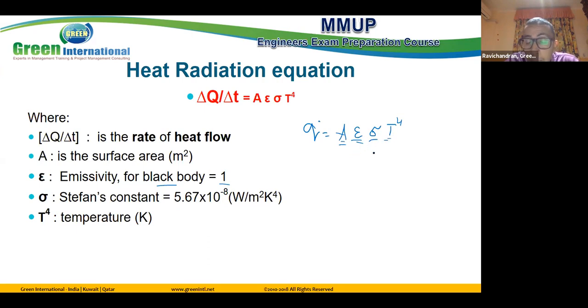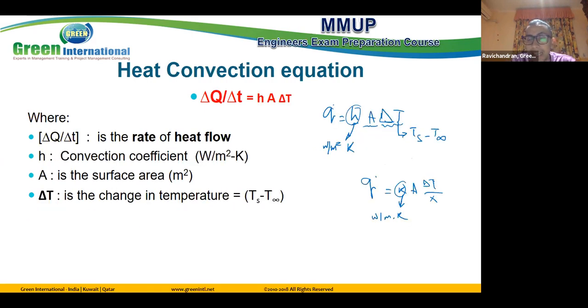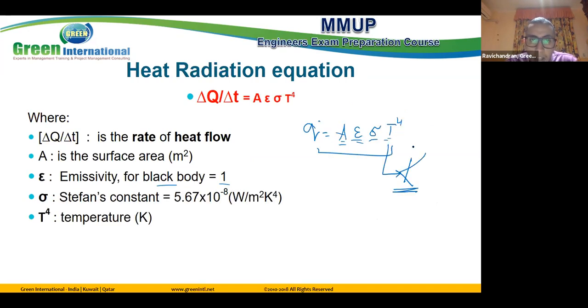T is the temperature of the surface. Be careful, especially for this equation, T here must be in Kelvin. For the previous equations it's not important, because delta T gives the same answer at the end, whether Kelvin or Celsius, for both conduction and convection. Actually, these are the main equations required for heat transfer. It's not big, it's easy, but memorize, please. Any question for the equations here?